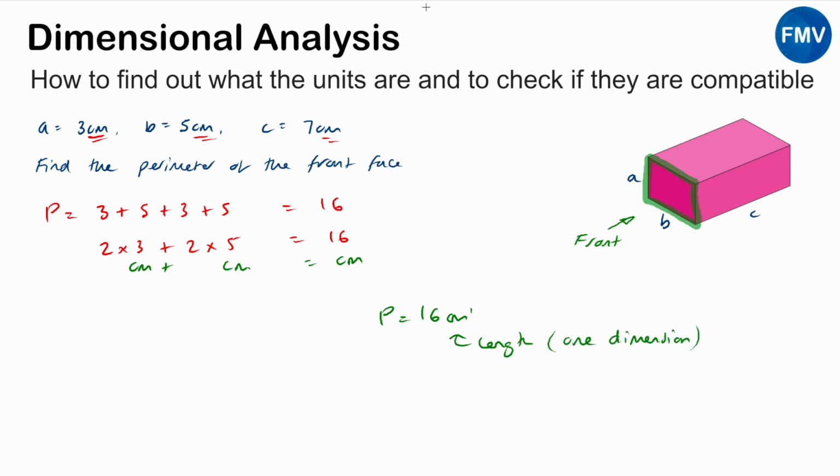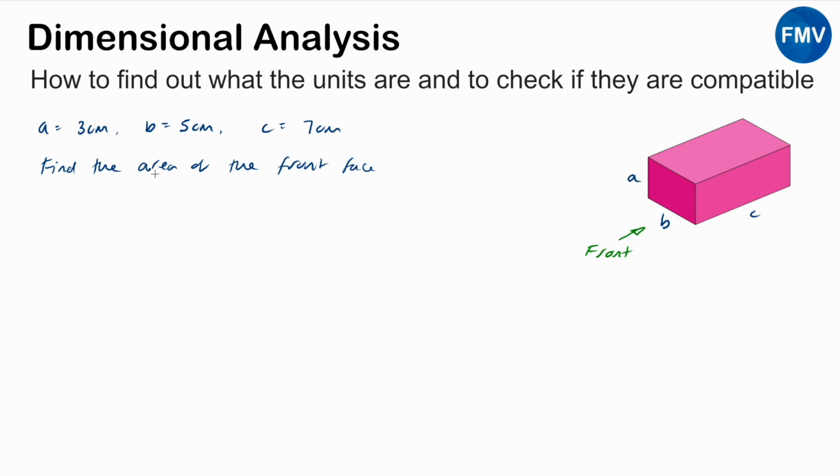Okay, let's move on. So in this question, we're asked to find the area of the front face. So we are looking at the area of this. Well, the area of a rectangle is, in this case, A multiplied by B. So therefore, the area is A, which is 3, multiplied by B, which is 5. Well, 3 times 5, that's easy. That's just 15. But 15 what? What are the units?